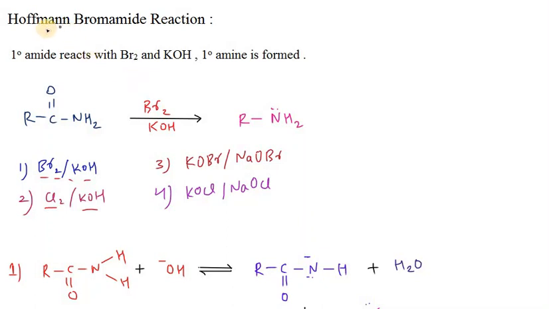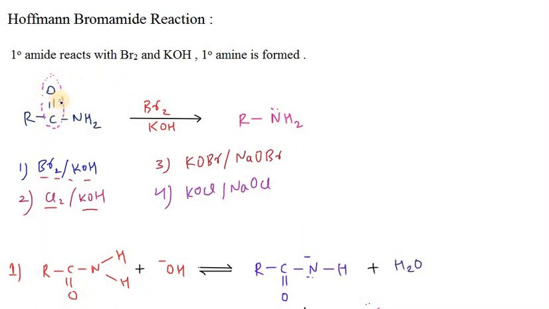So in this reaction we're going to learn about the Hoffmann bromamide reaction, which may also be known as the Hoffmann rearrangement or Hoffmann degradation reaction. Here a 1 degree amide reacts with Br2 in the presence of potassium hydroxide and a 1 degree amine is formed. So why is it called a degradation reaction? Because there is a degradation of that carbonyl group.